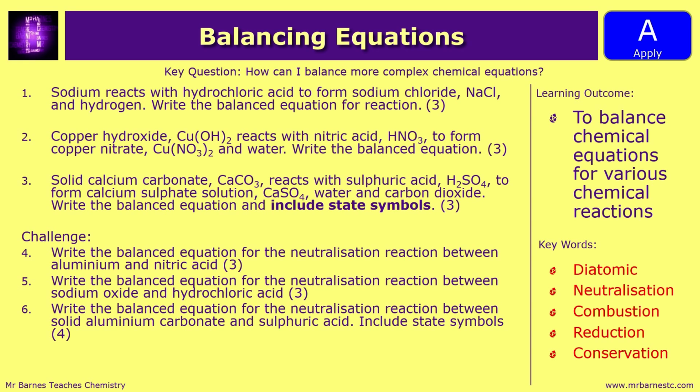Number 2, copper hydroxide, Cu(OH)2, reacts with nitric acid, HNO3, to form copper nitrate and water. And then number 3, solid calcium carbonate reacts with sulphuric acid to form calcium sulfate solution, water and carbon dioxide. For each of the 3, write the balanced equation, and then for the third question include state symbols. Questions 4, 5 and 6 are challenges, so you actually have to do it without being given the actual formulas for the reactants and the products.